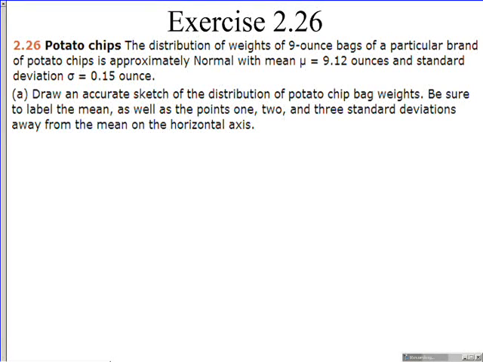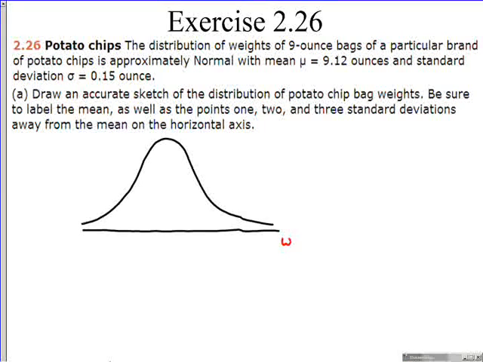So we're going to do the same thing that we just did on the previous example, but now for these weights of potato chips. So draw your curve again. This time we are measuring weight in ounces. Mean weight is 9 ounces.